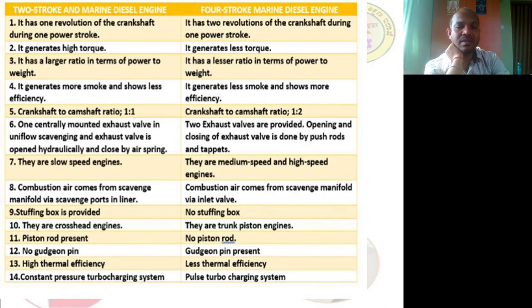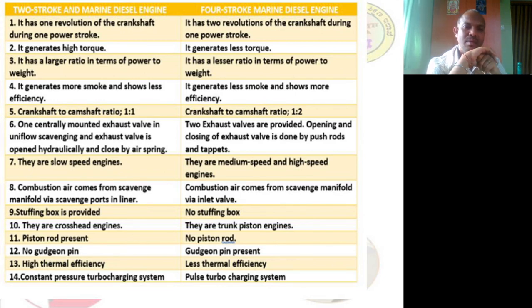One centrally mounted exhaust valve is provided in uniflow scavenging, and the exhaust valve is opened hydraulically and closed by an air spring. Whereas here 2 exhaust valves are provided. Opening and closing of the exhaust valve is done by the push rods or the tappets. That is what we call it. Ports are used in 2-stroke, whereas here valves are used. Okay, so they are slow speed engines, whereas these are medium speed and high speed engines. That is one of the major reasons they use it.